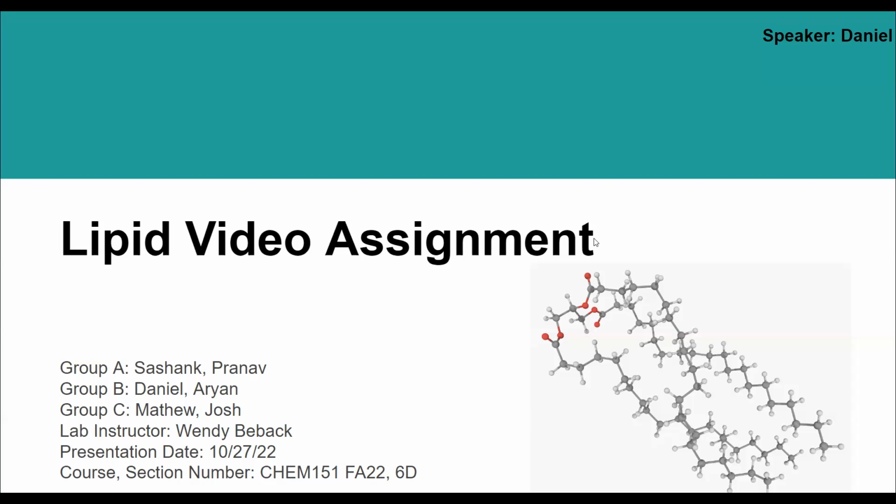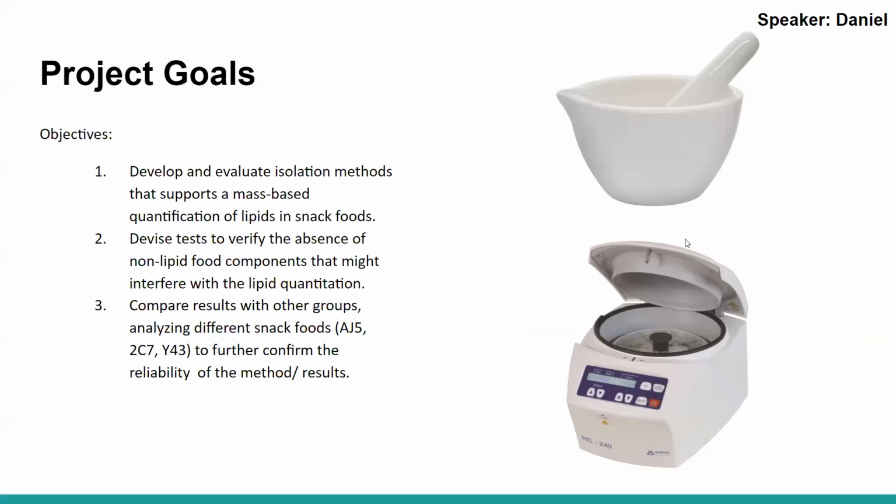On the next slide, we'll talk about our project goals. Our project goals were to develop and evaluate isolation methods that support a mass-based quantification of lipids in snack foods. Secondly, we were to devise tests to verify the absence of non-lipid food components that might interfere with the lipid quantification. And lastly, we were to compare results with other groups analyzing different snack foods, AJ5, 2C7, Y43, to confirm the reliability of our methods and results.